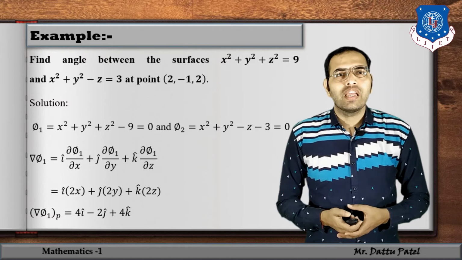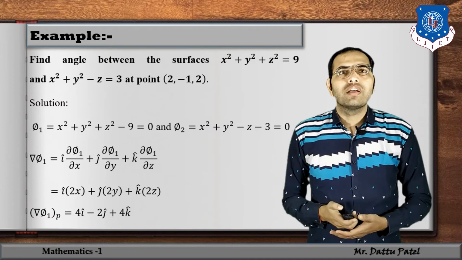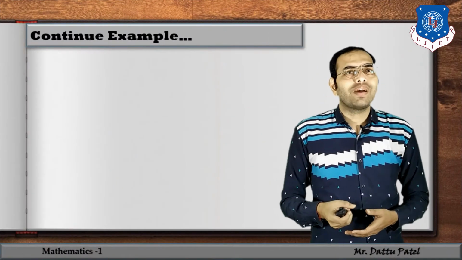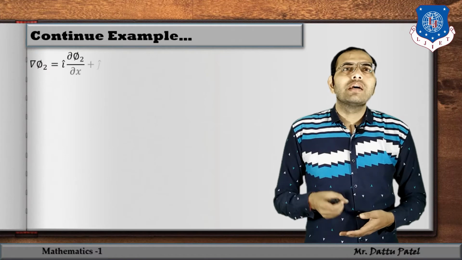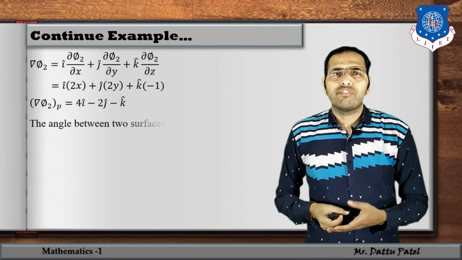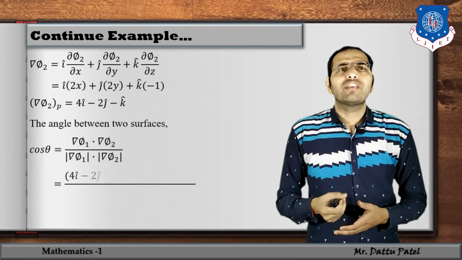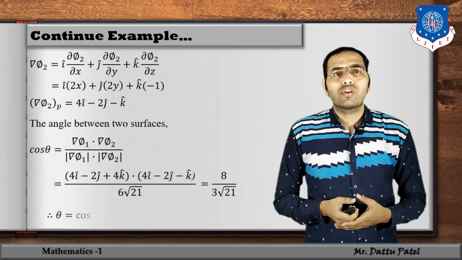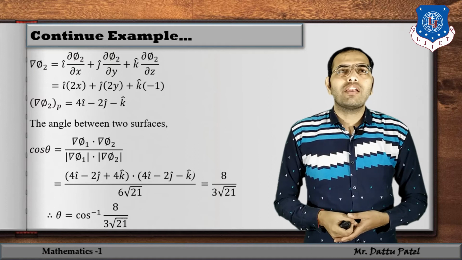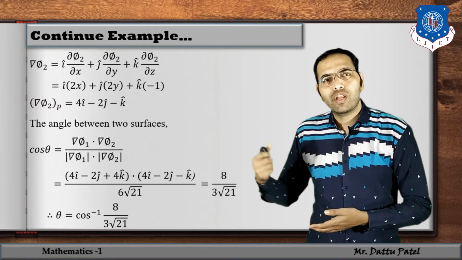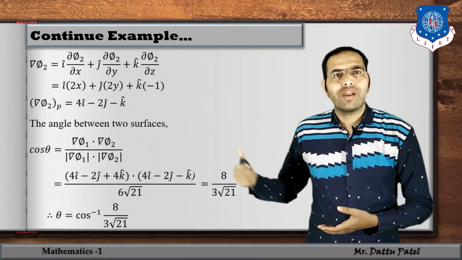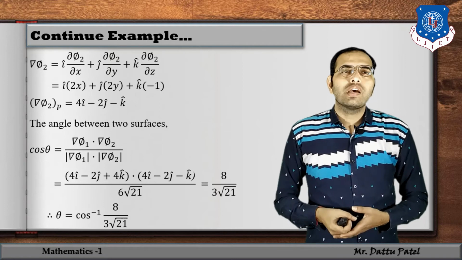Similarly, we can find the gradient for the other surface, that is phi 2. Then nabla phi 2 equals i del phi 2 by del x plus j del phi 2 by del y plus k del phi 2 by del z. Here, the partial derivatives of phi 2 with respect to x, y, z give you i 2x plus j 2y plus k minus 1. Substituting the values of x, y and z at the particular point, nabla phi 2 at that point is 4i minus 2j minus k.